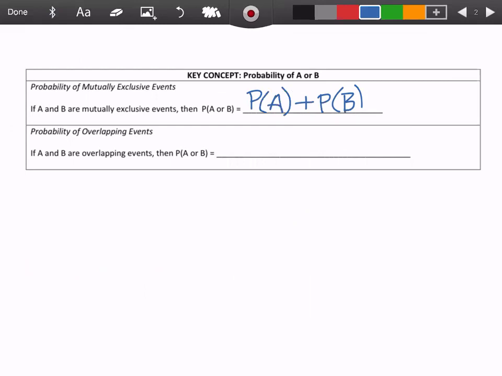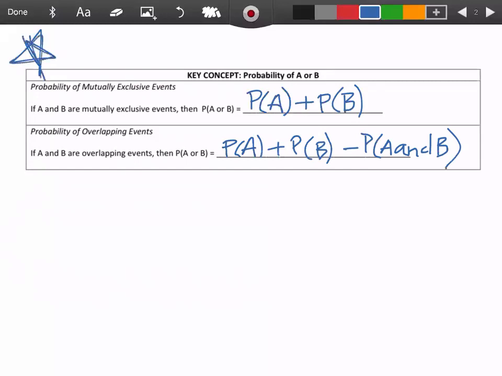Now we have the probability of overlapping events. If A and B are overlapping events, then the probability of A or B is equal to the probability of A plus the probability of B minus the probability of A and B. Because they overlap, we have to subtract out that overlapping portion. So those two formulas are going to be important. I would write those down so that you have them. And now let's do an example with them.